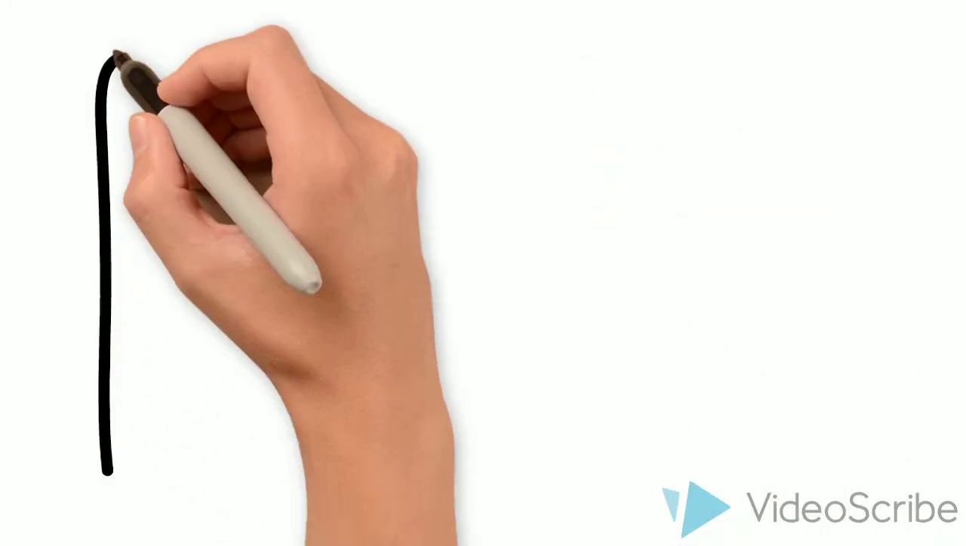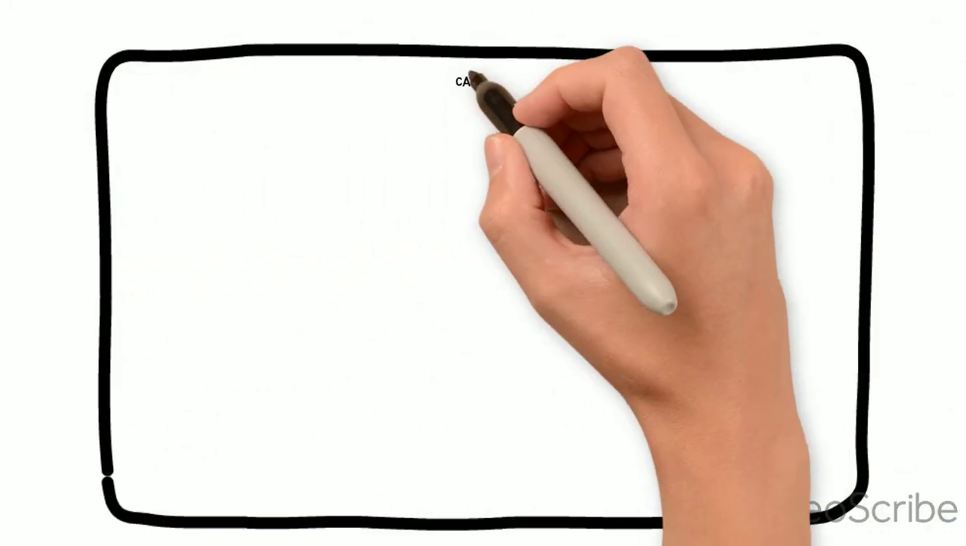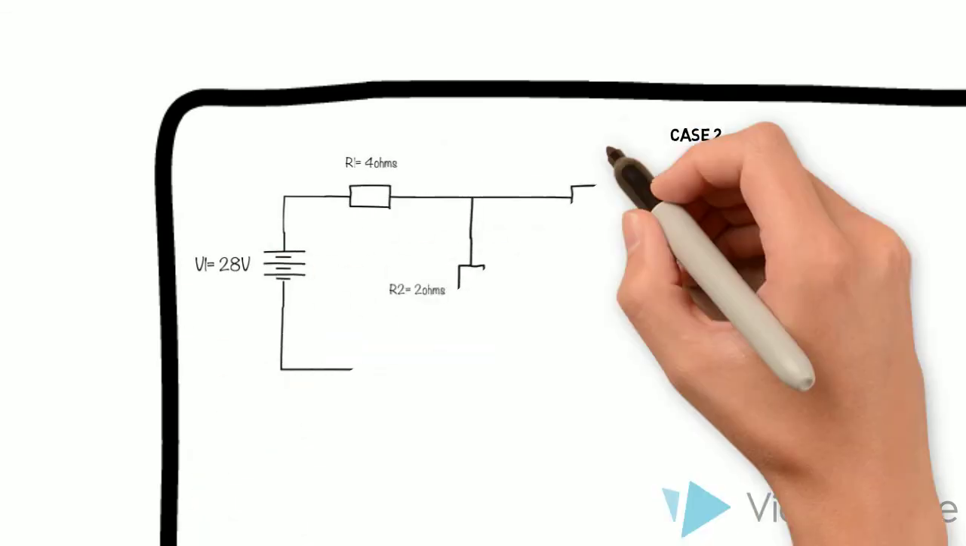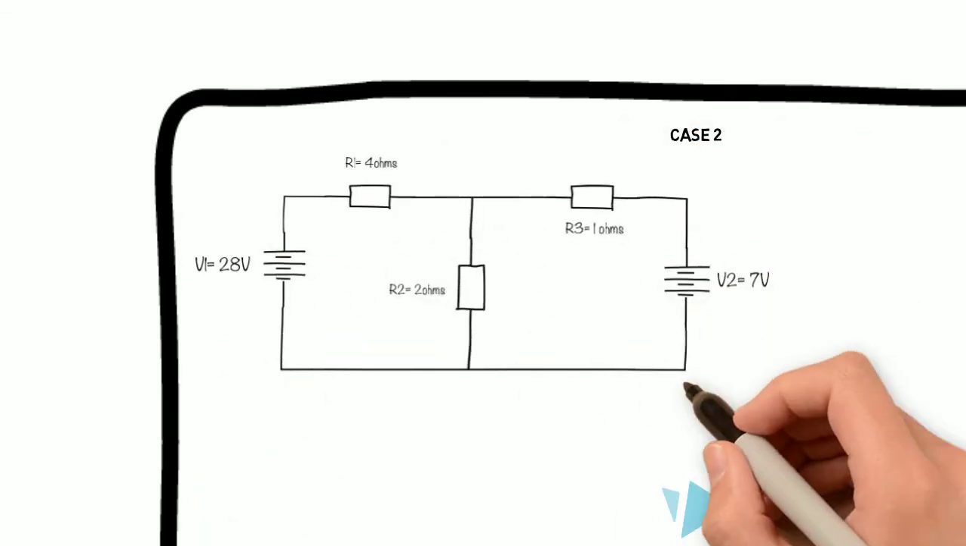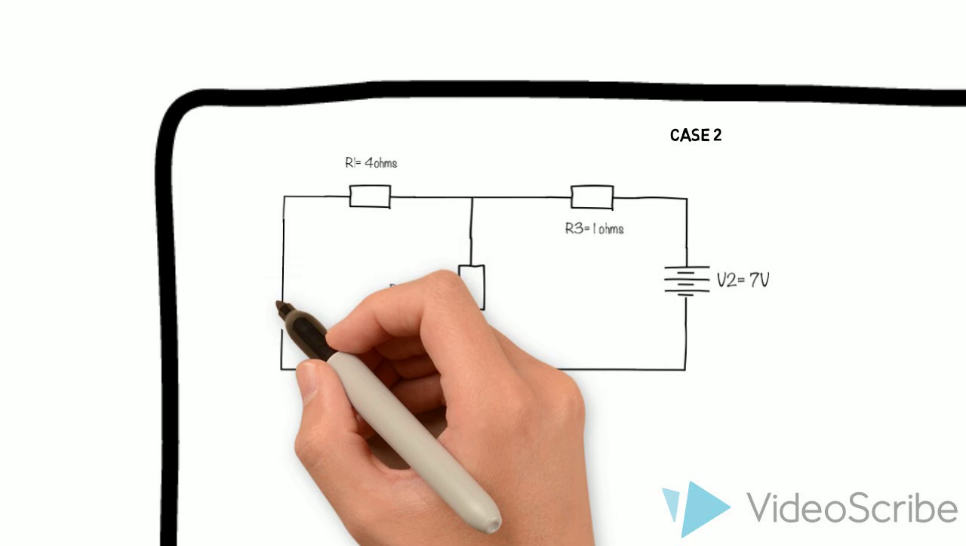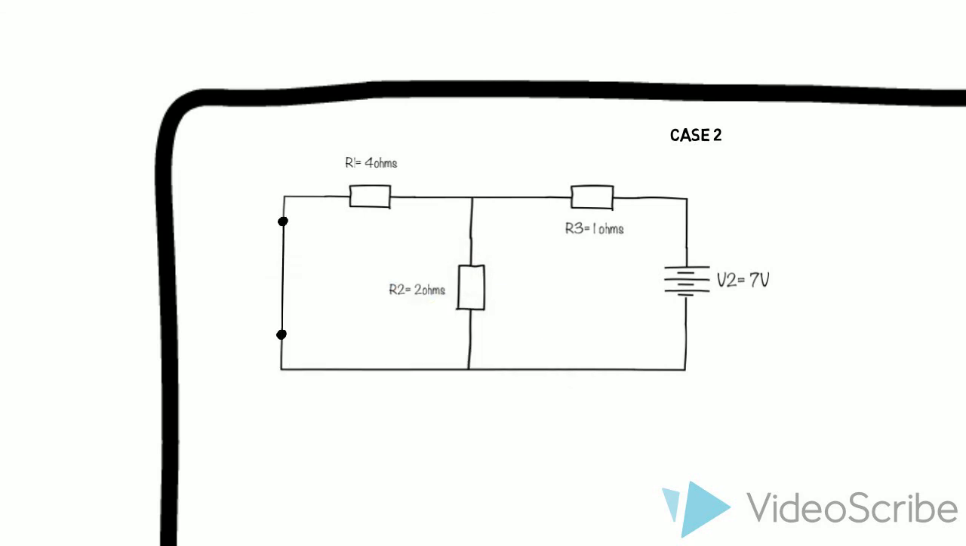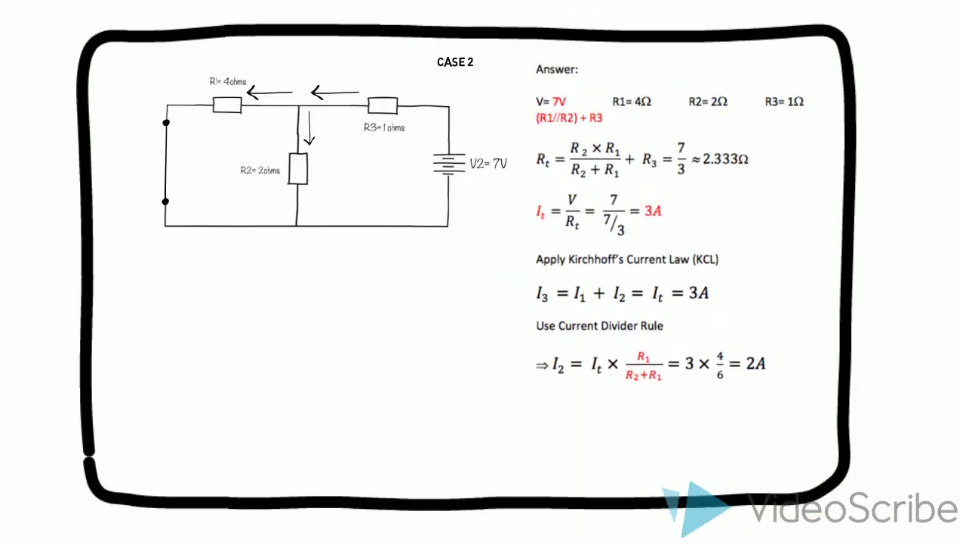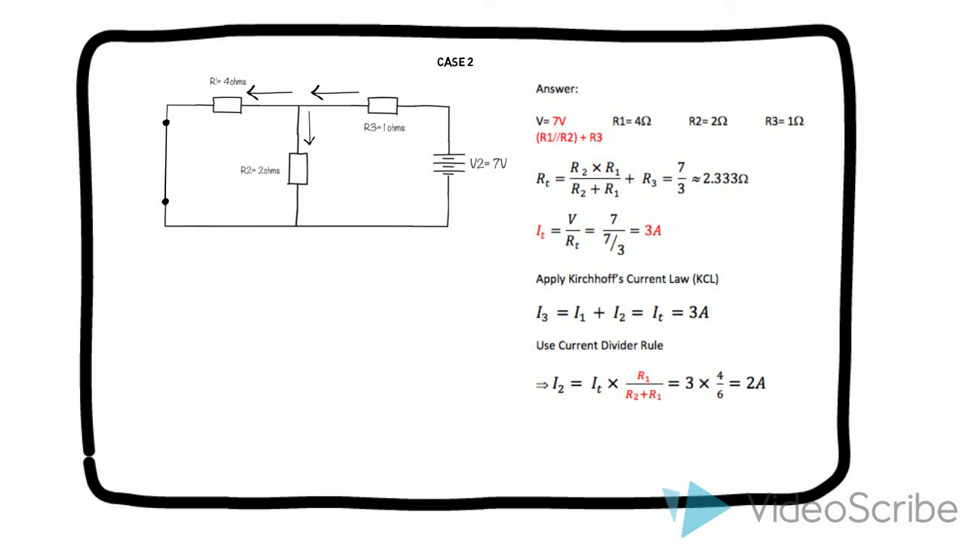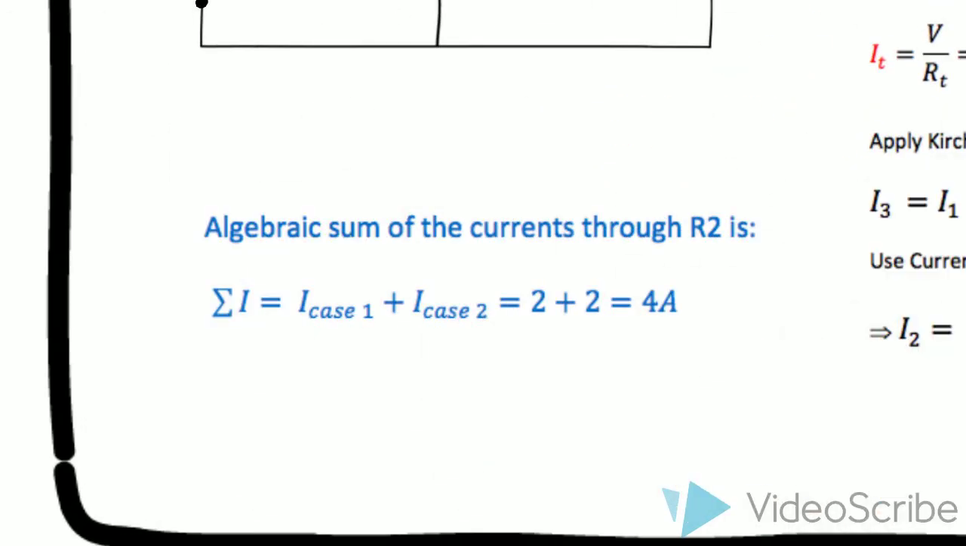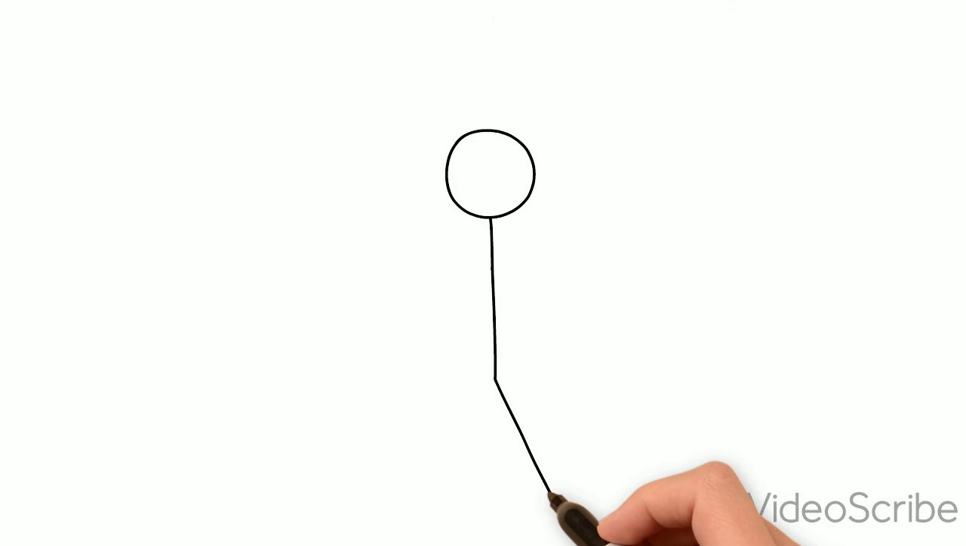In case 2, we will get rid of the 28 volt source and use the 7 volt one instead. The rules of calculation are the same as in case 1. This will give us the result of I2, which is 2 amps. So in total, the current through resistor 2 is the sum of the results from case 1 and case 2, which is 4 amps. That's the end of the video.